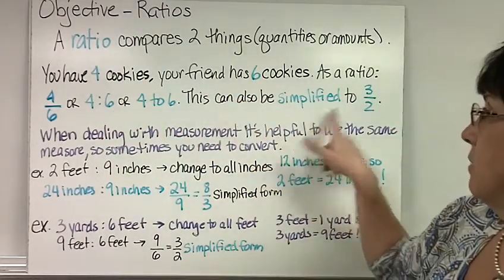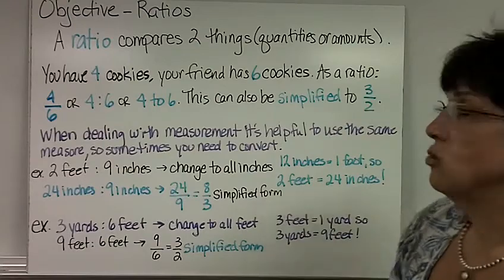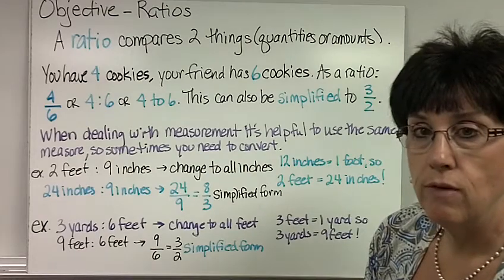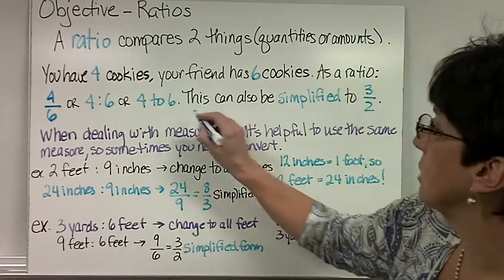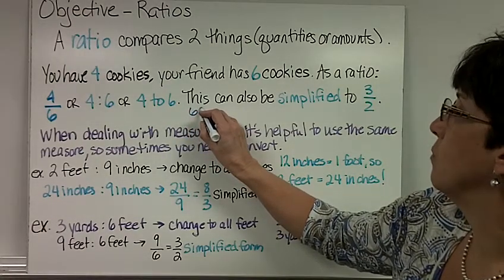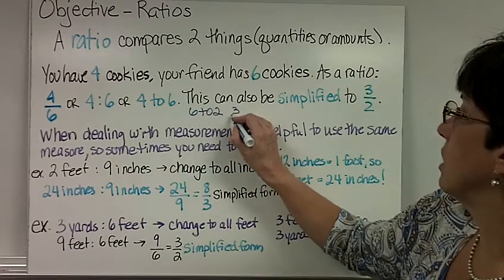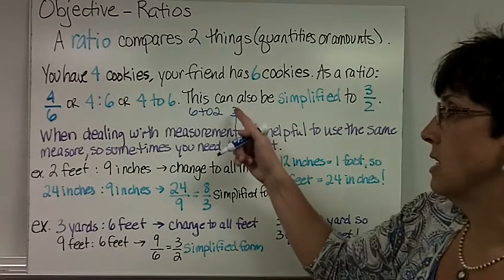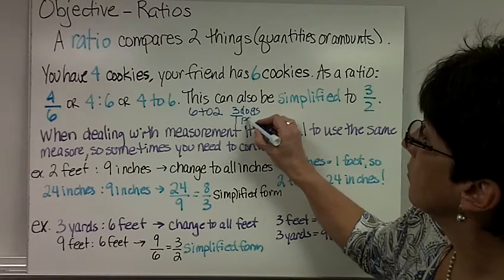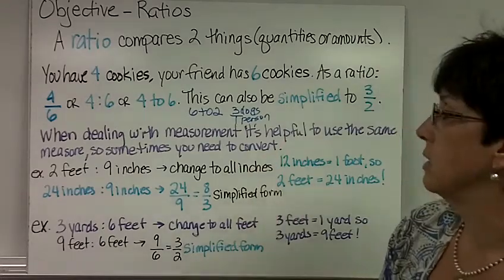But this can also be simplified to 3 to 2. You can reduce ratios just like you can reduce fractions. However, you always have to have 2 numbers. Let's say it was 6 dogs to 2 people. You could reduce that to 3 to 1. Okay? You would never say just 3, because it's really 3 dogs to 1 person. The ratio has to compare 2 different quantities.